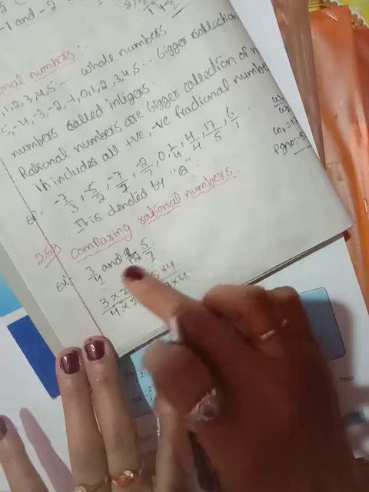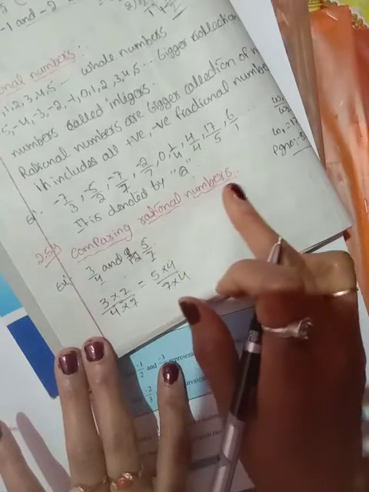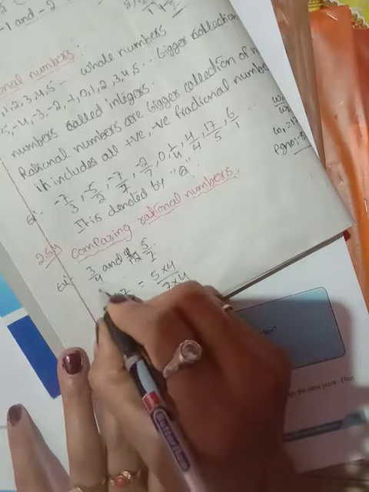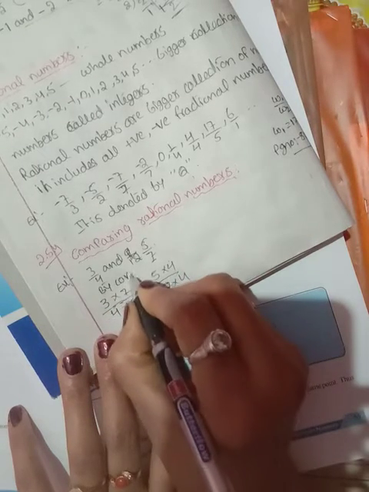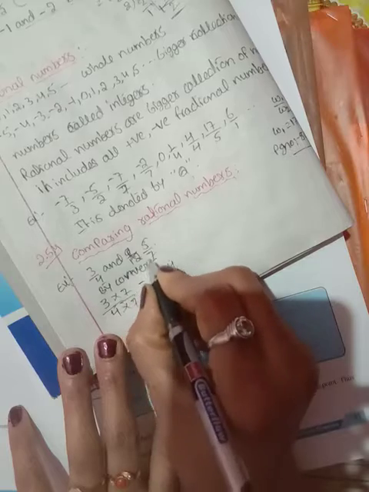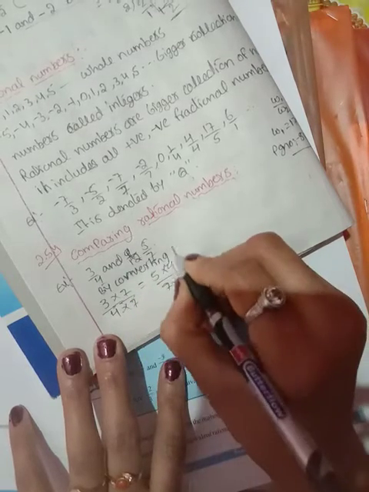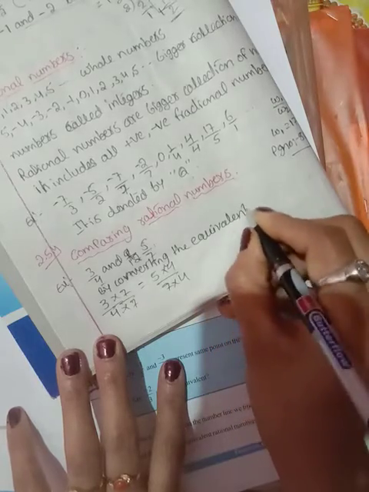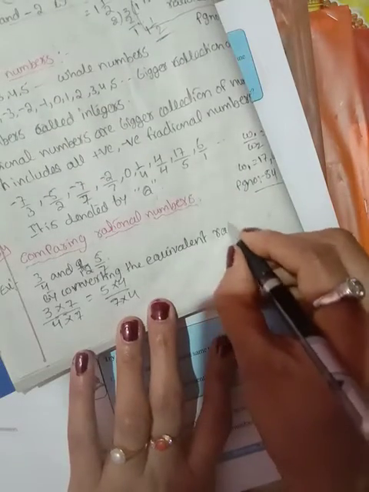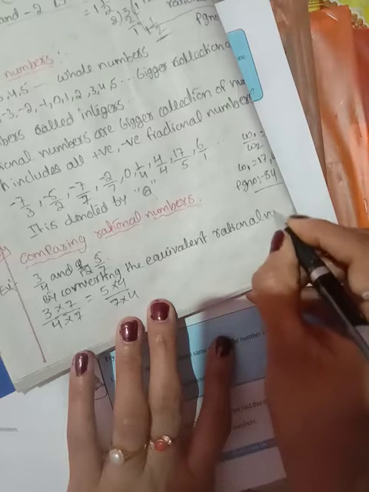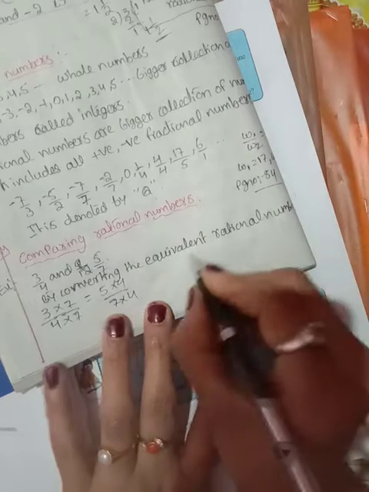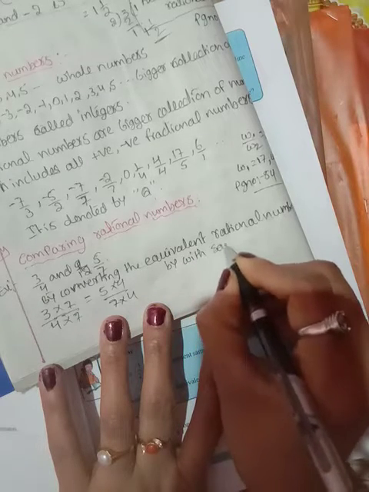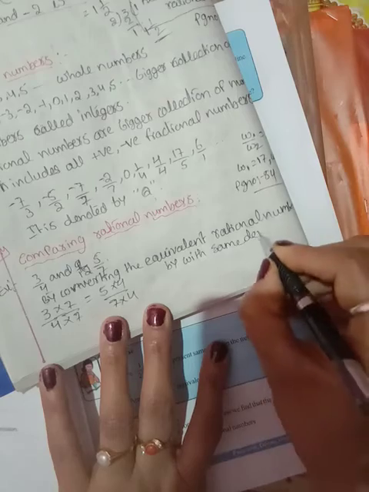By converting into equivalent rational numbers with the same denominator. But don't write this as a step here. Converting the equivalent rational numbers to the same denominator.